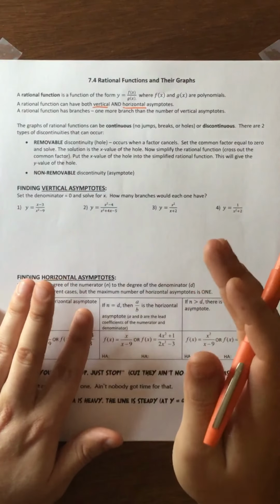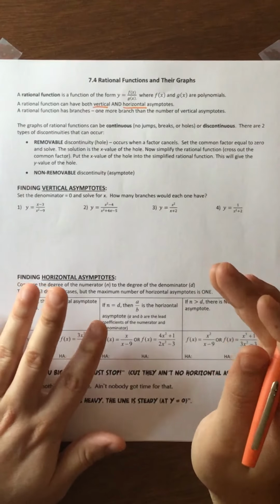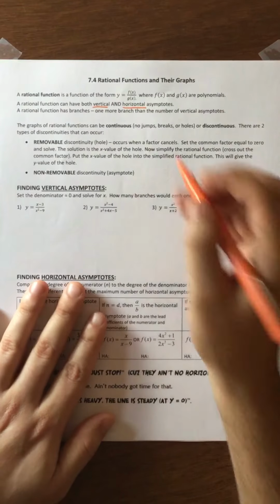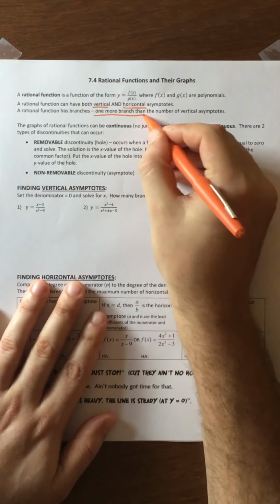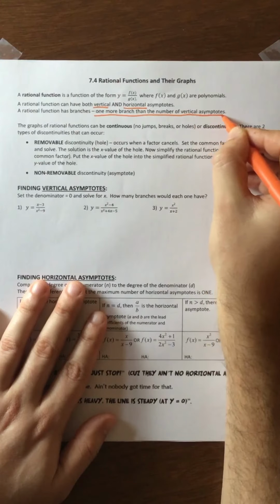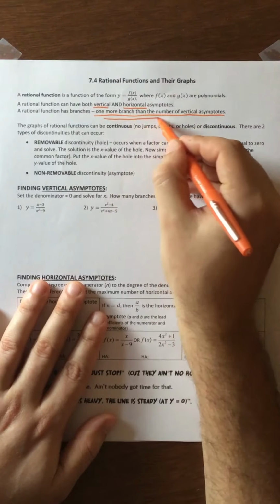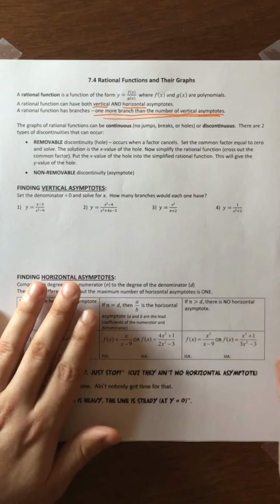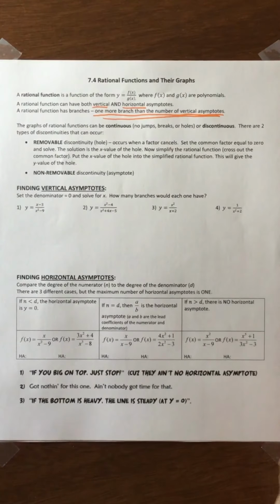Think back to reciprocal functions. Those always had those two branches that made a hyperbola. For rational functions, you're going to have one more branch than the number of vertical asymptotes. So if we have 2 vertical asymptotes, there's 3 branches. 4 vertical asymptotes, 5 branches.